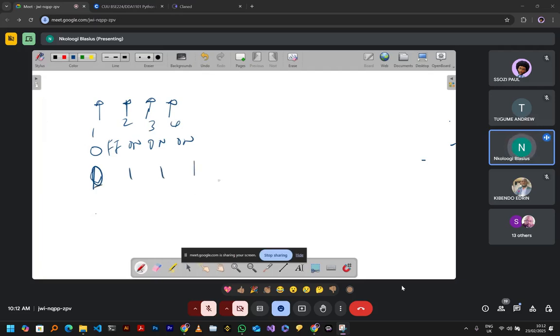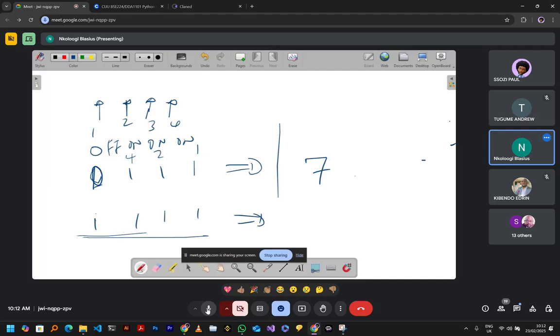And what is the decimal representation? What is the decimal equivalent? 1, 2, this is 4. The decimal equivalent will be something like what? This is 7. Then you represent that as 7. Then if I leave them all on, then the decimal equivalent will be what? In base 4, I mean, in the 4 bits, this will be what?